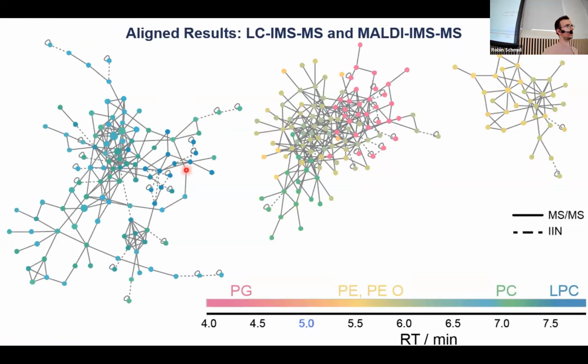Is any one of you actively using ion mobility in your lab? What are you using it for, just out of interest? Okay. Maybe that might also be interesting for you, because then you can use the same software for all your data sets.